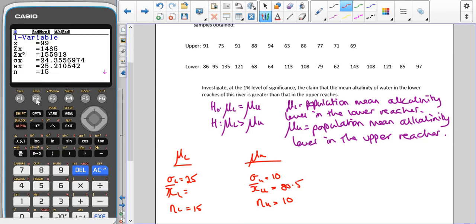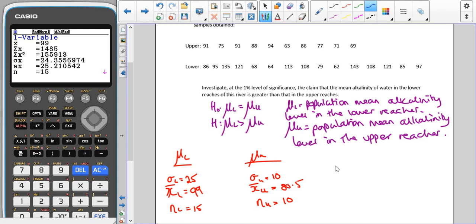One var, and our mean is 99. Remember as well, you can check your N with this part here. I could have checked it when I put my data in as well, but this screen does also tell you how many pieces of data you have. So this one had 15, so I know that I've definitely counted those correctly.